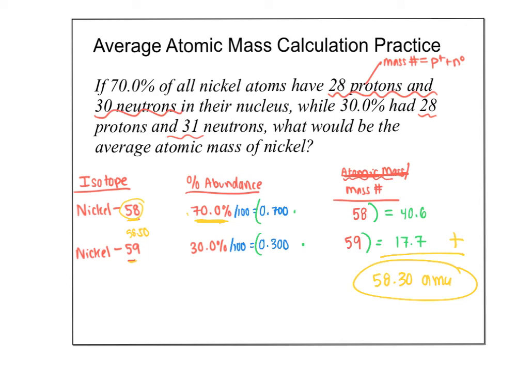So the average mass is a weighted average. That's why we do it this way, instead of just adding the two together, because we know nickel 58 occurs more often, so the overall average should be more like nickel 58 instead of nickel 59.